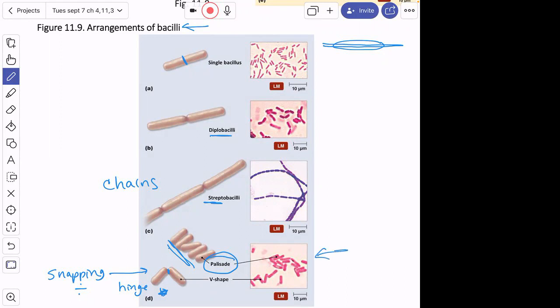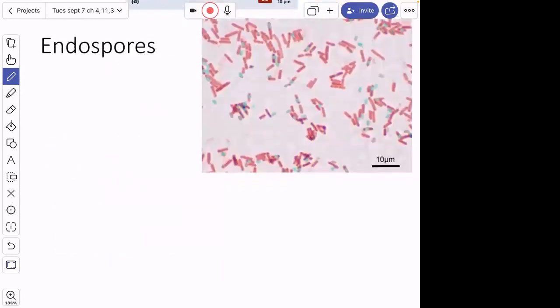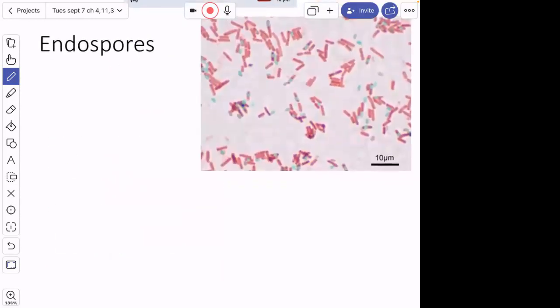All right, another really useful thing when you're trying to identify organisms or put them into groups is to decide whether the organism makes endospores. And we'll talk a little bit more about this structure later. If you are in lab, you will get a chance to do this endospore stain.